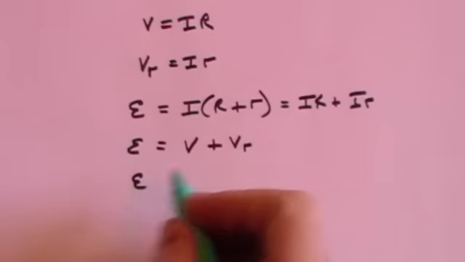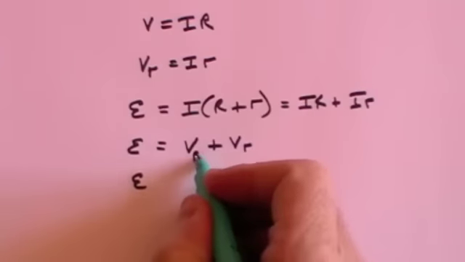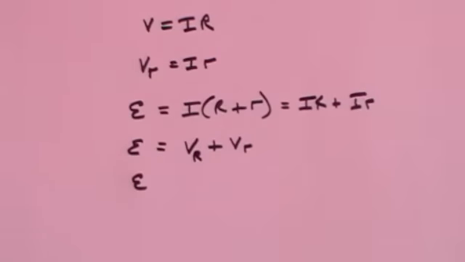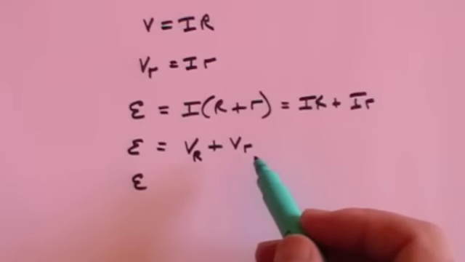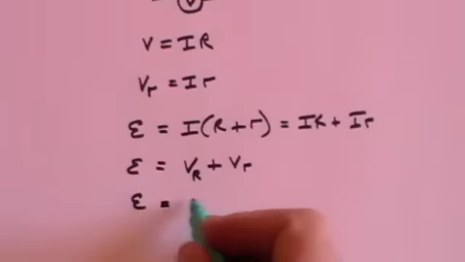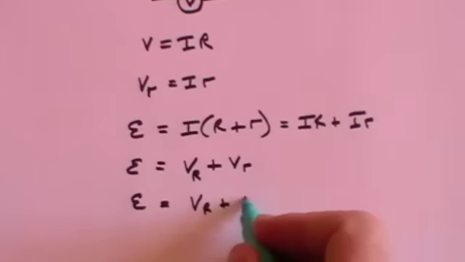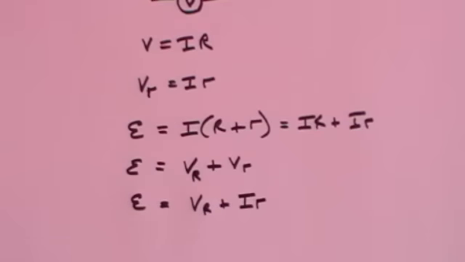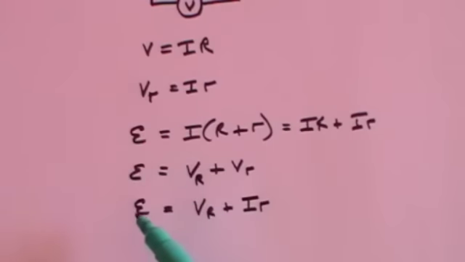We've got that E is equal to V, the main voltage across the main resistance. I could even put a capital R there to show that that's the voltage drop across the main resistance, plus the voltage drop across the internal resistance. Or you could write that as V_R plus, now little v_r is capital I little r. That's another way of writing that formula. And you'll need to be able to use all three of these and recognise what they mean in an exam question.